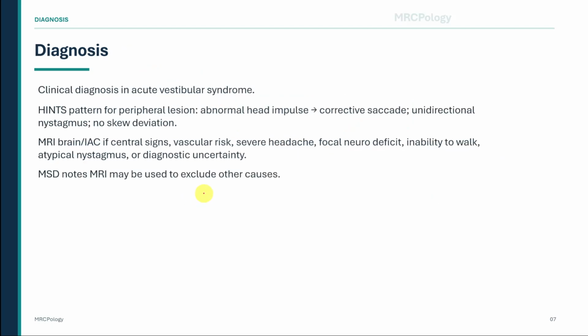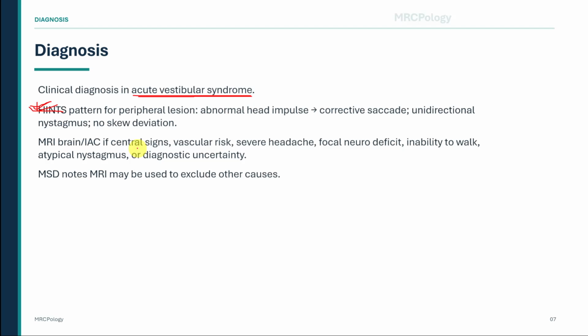Vestibular neuritis is mainly a clinical diagnosis in the setting of acute vestibular syndrome. Acute vestibular syndrome means continuous vertigo, spontaneous nystagmus, nausea or vomiting, and gait unsteadiness. This is the correct setting for using HINTS. HINTS stands for head impulse, nystagmus, and test of skew. It is not for every dizzy patient. It is for the patient with continuous vertigo and spontaneous nystagmus.